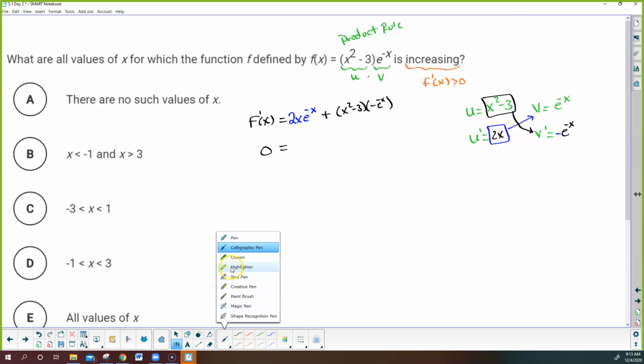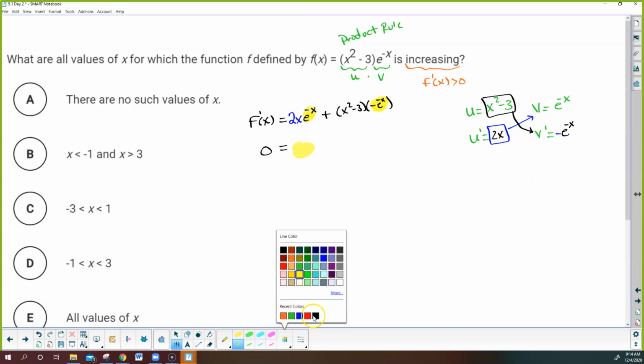Now here's the part that students struggle with. It's the solving part after they take the derivative. That's where the challenge, I think, comes. So let me show you what I notice here. I can't just solve this for 0 the way it is, but I do notice that they each have an e to the negative x in common. So I'm going to factor that out, and I'm actually going to factor it out so this negative here comes out with it.